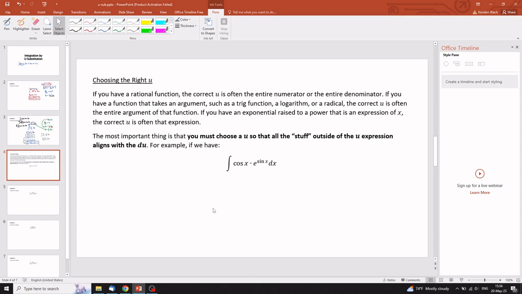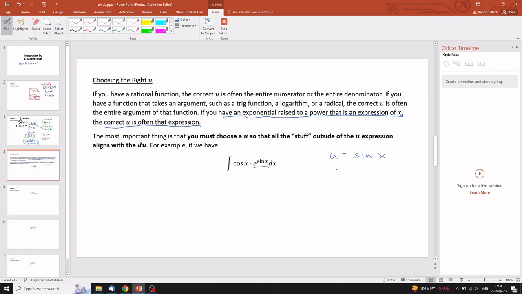Okay, so the most important thing to remember is that you must choose a u so that all this stuff outside the u expression aligns with the du. For example, if we have the integral of cosine x e to the sine x dx, let's go back to this. If you have an exponential raised to a power that is an expression of x, the correct u is often that expression. So here we have an exponential raised to sine x. So let's try u equals sine x.